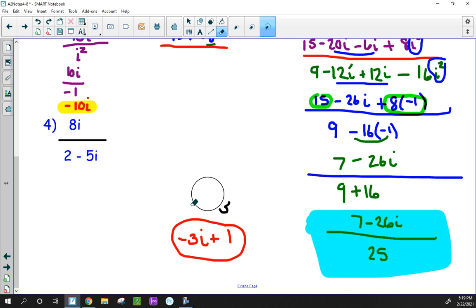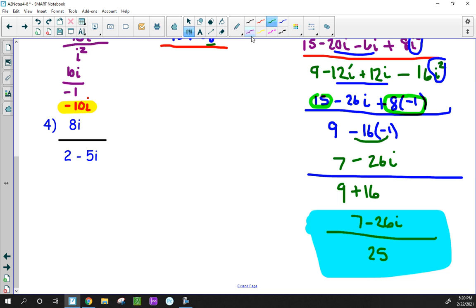Okay, let me erase this and leave myself room for number 4. Please notice on number 4 right now we have 1 term on top and 2 terms on the bottom. Because this is a complex number, or a binomial, I know that in order for me to get rid of the i, I have to multiply by the conjugate. Conjugate is changing the sign in the middle. You will never bother the sign in front, just this one. So your conjugate of 2 minus 5i would be 2 plus 5i.